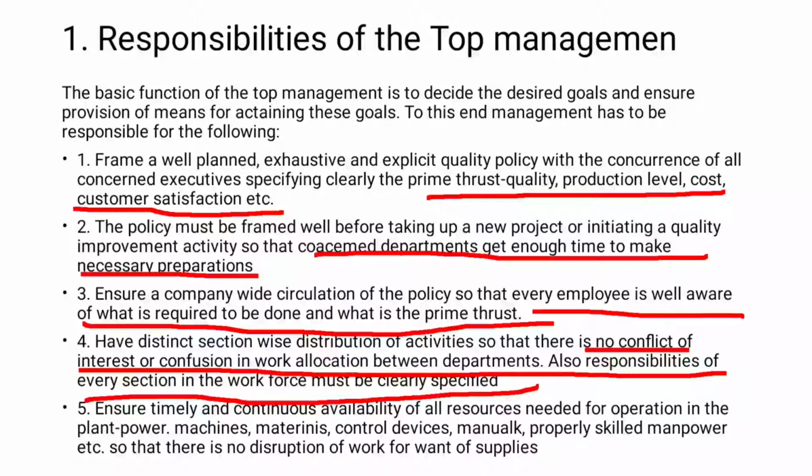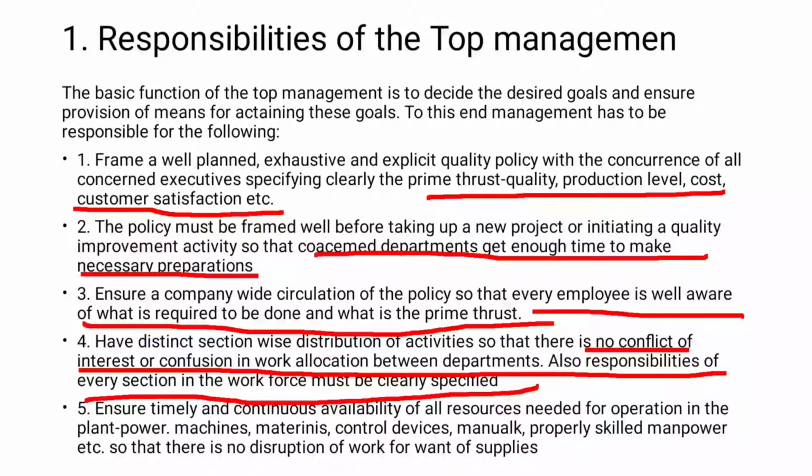Now what is the fifth thing? Ensure timely and continuous availability of all resources needed for operation in the plant: power and machines, control devices, properly skilled manpower, etc. So now the work is being started. The workforce working on the work floor needs material, machineries, control devices, etc. for the production of the object which we have desired. If they are not given all the resources they want, it is not possible for them to complete the job in time.